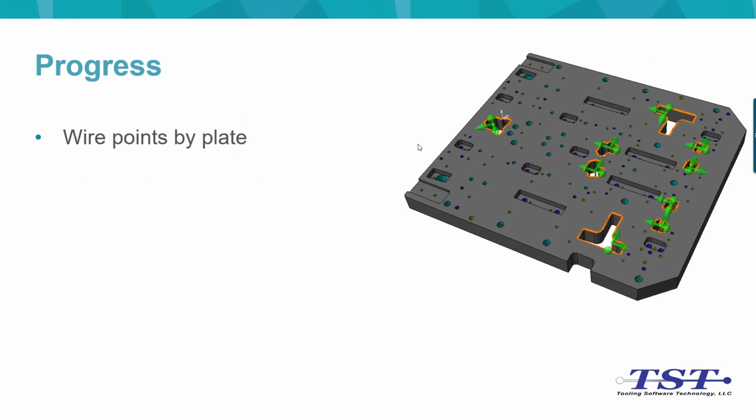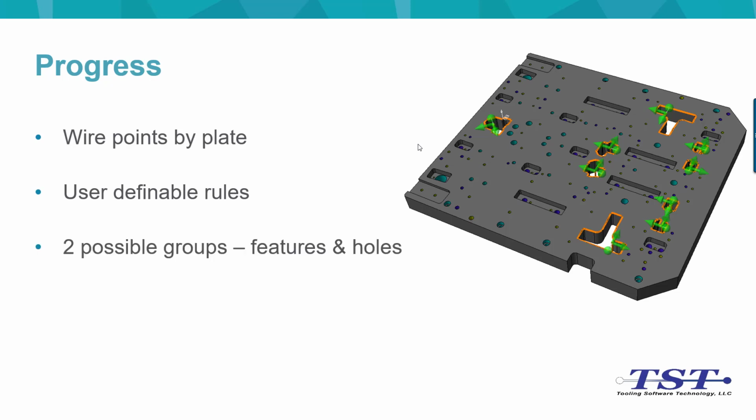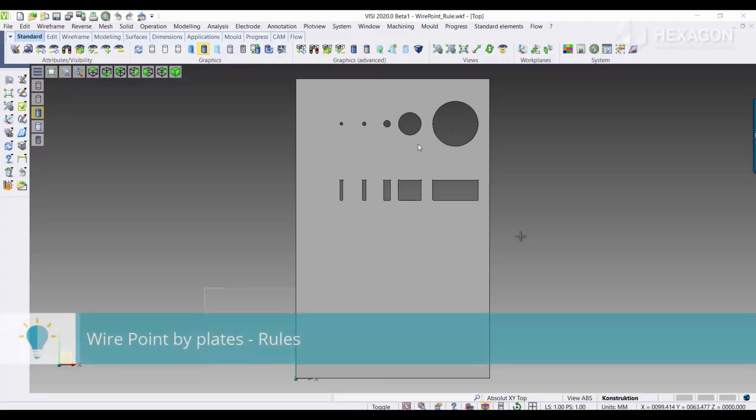Continuing on with progress, with wire point by plates, we now have a new user definable rule area. So there's two possible groups for this area, features and holes. And what this does is, by default, it would normally for circular features apply that wire point to the center of that hole. By request by many, we've added in the ability to create our own applied point, user defined.